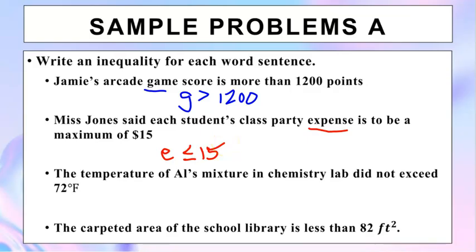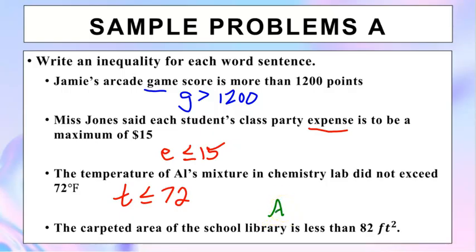Next, the temperature of Al's mixture in chemistry lab did not exceed 72. So if it didn't exceed it, it could get to 72. It just can't go past 72. So I'm going to use T for temperature, and it did not go past 72. So that means it has to be less than or equal to 72 degrees. And the last one, the carpeted area of the school library is less than 82 square feet. So I'm going to use A for area.